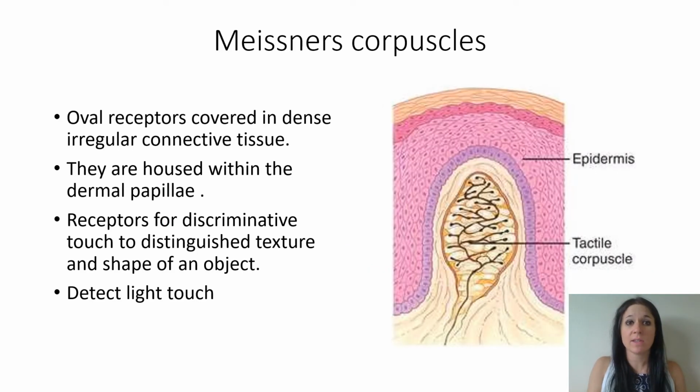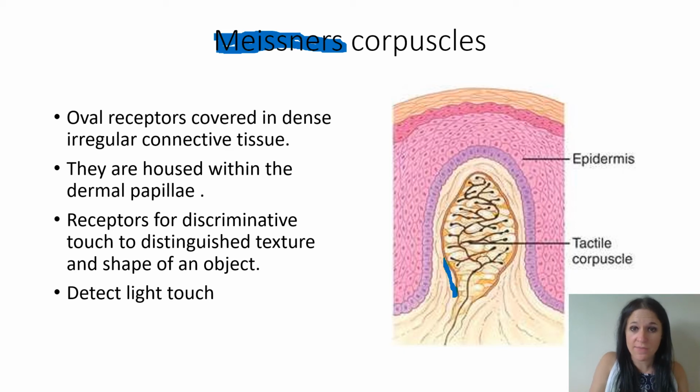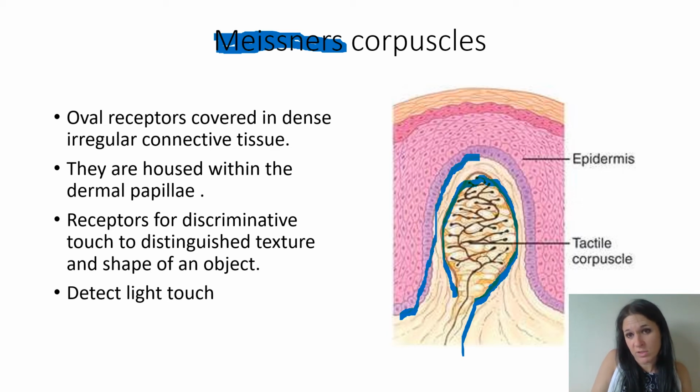Okay, so lastly, we look at the Meissner's corpuscle. So again, this is an encapsulated receptor. So you can look over here at this image and see how it's wrapped in this connective tissue. Okay, these are located in the dermal papilla. So remember those projections of the dermis that go up and interdigitate with the epidermis. Okay, so within these upward protrusions, we have the Meissner's corpuscle, and these are going to detect light touch.